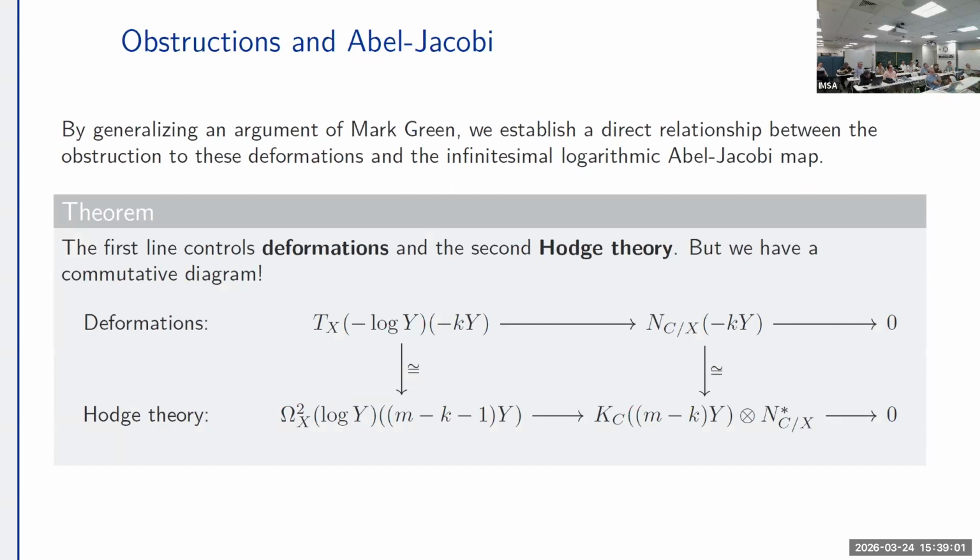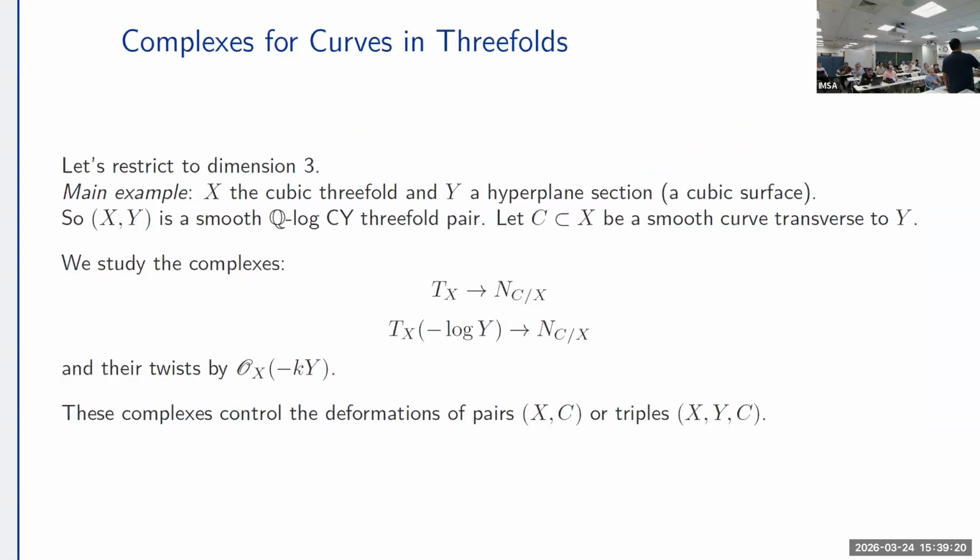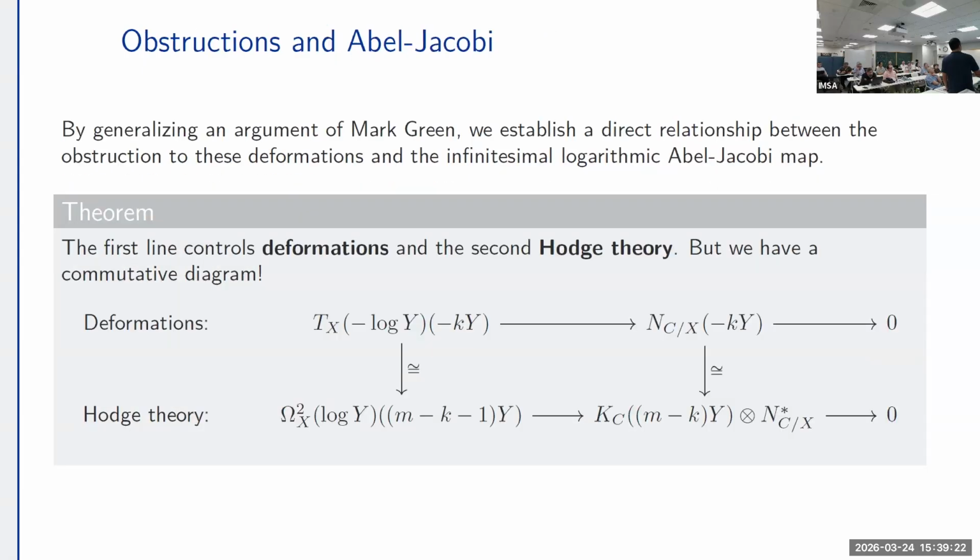Something very nice that we have in the Calabi-Yau threefolds situation is that deformations and Hodge theory are very nicely linked. So we also have this in this pair situation. You have some sequences. This is the one that I was writing here. I'm just twisting it.